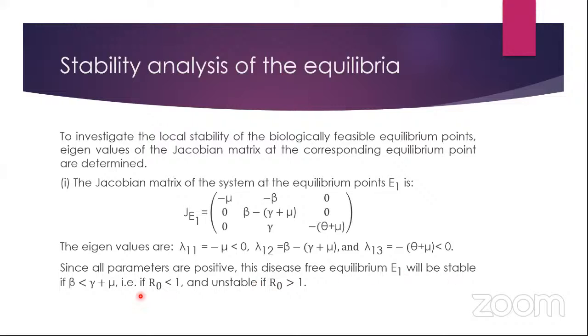So this disease-free equilibrium will be stable if the second eigenvalue is also less than 0, that is beta is less than gamma plus mu, that is R naught less than 1. And similarly, it will be unstable if R naught is more than 1.